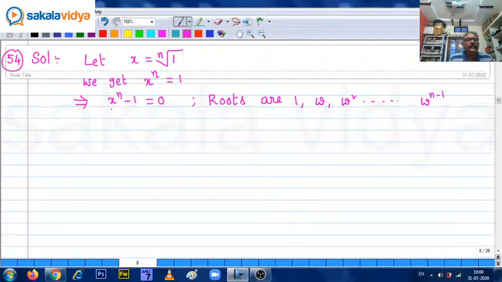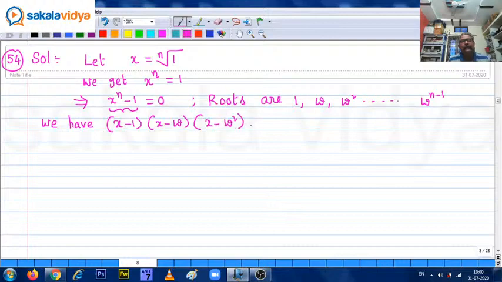So that means the left hand side we can write like this: x minus 1 multiplied by x minus omega multiplied by x minus omega square multiplied by and so on, x minus omega to the power of n minus 1 is equal to x to the power of n minus 1, since they are the roots.